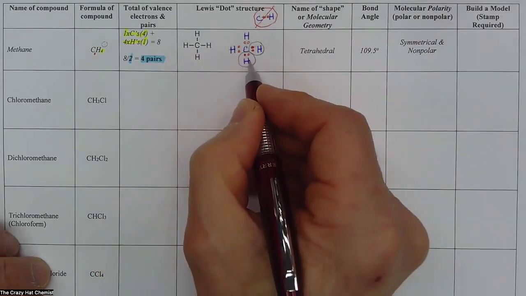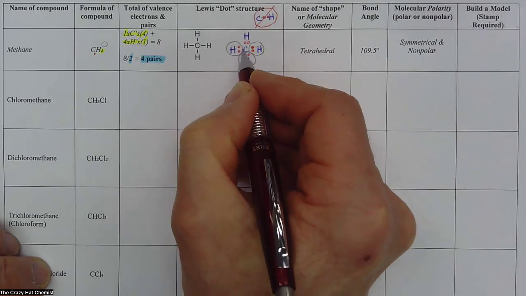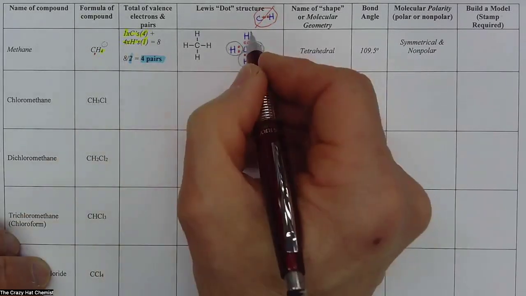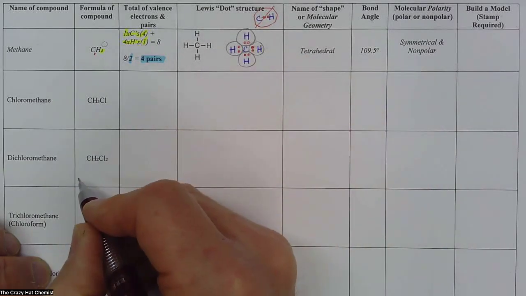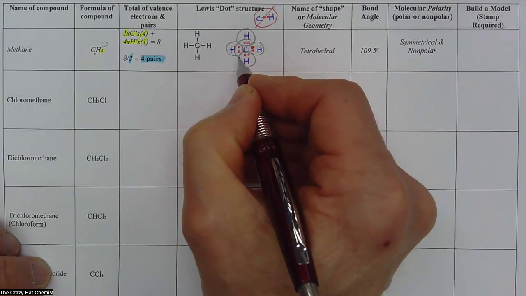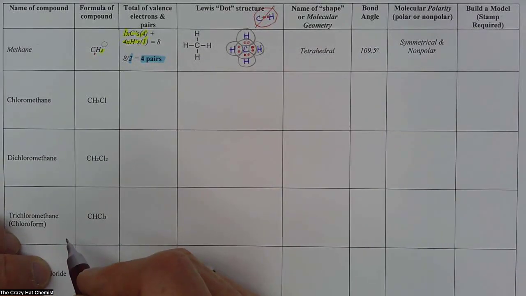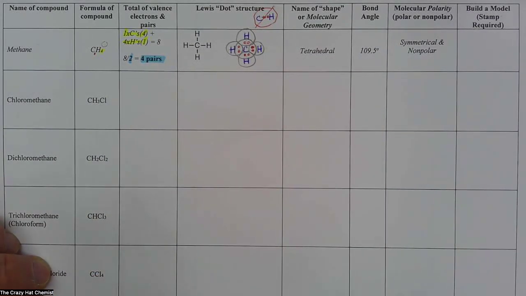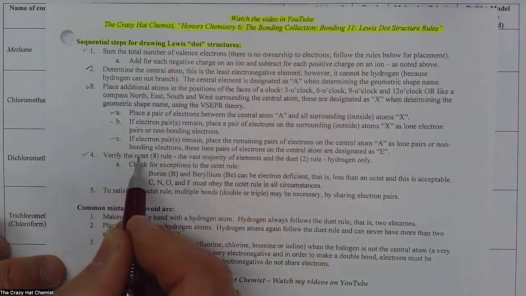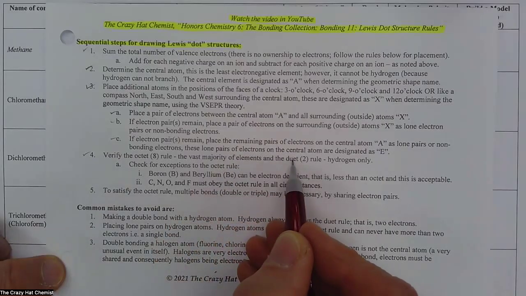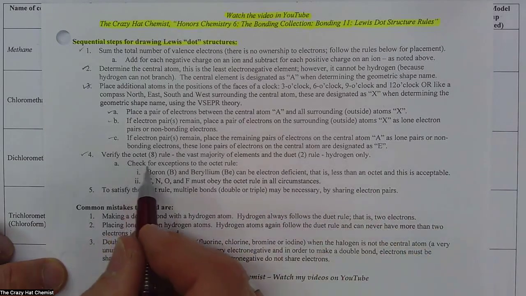This 6 o'clock hydrogen has 2 electrons. That is a duet. This 9 o'clock hydrogen has 2 electrons. That is a duet. This 12 o'clock hydrogen has 2 electrons. That is a duet. And this carbon right here has 2, 4, 6, 8 electrons. That is an octet. Boom. That's perfect. The rules have been applied and verified. So we have verified the octet rule, for the vast majority of elements, and the duet rule, which applies to hydrogen only.